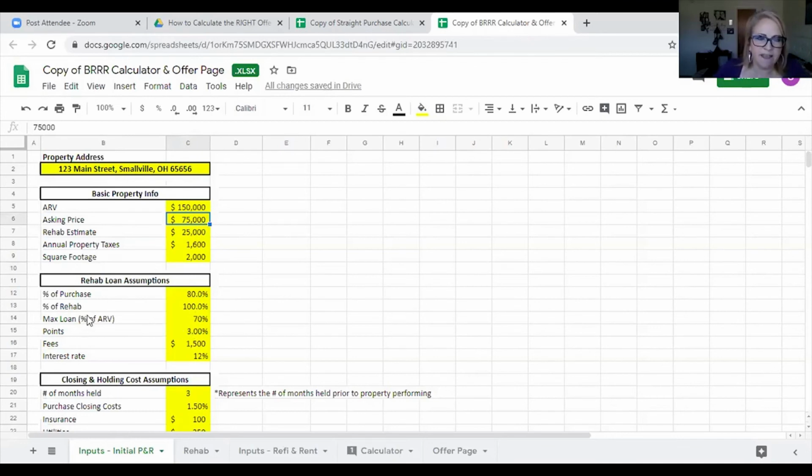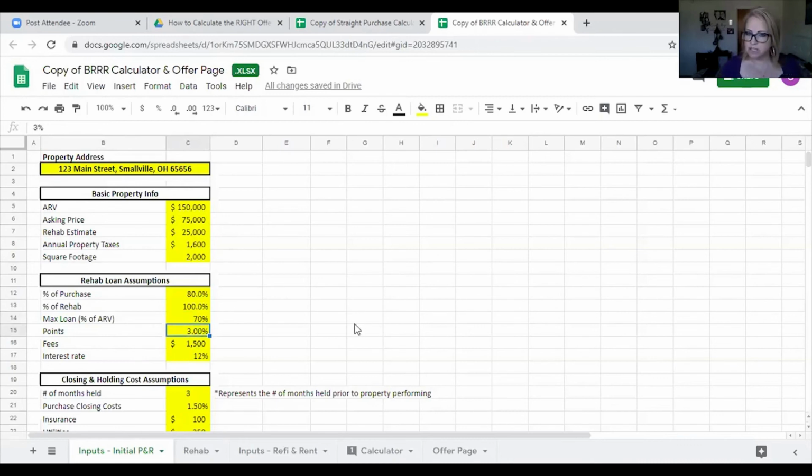Then max percent of ARV. A lot of hard money lenders will say we'll lend you up to 80% of purchase and 100% of rehab, as long as it doesn't exceed 70% of the after rehab value. If you calculate things the way that we do, it would be very odd if you ever had that, but it's something you need to be aware of that they will say.